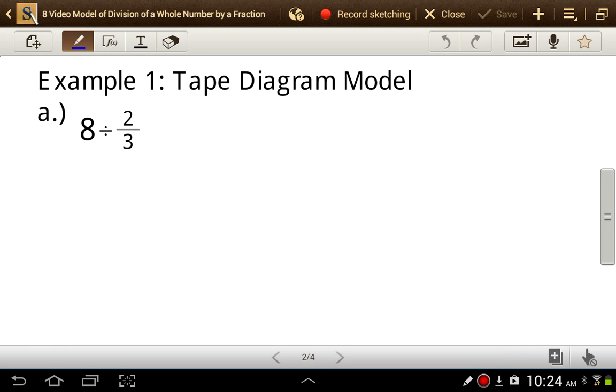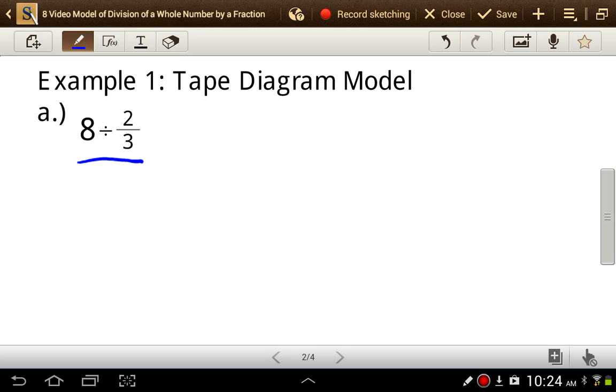In our first example, we're going to use a tape diagram model. What I want you guys to do is write down this problem in the blank that I have provided for you. So make sure you write down the problem so you know what you're doing. All right? So a tape diagram model looks very similar to a fraction strip model. So it's going to be the same kind of idea.